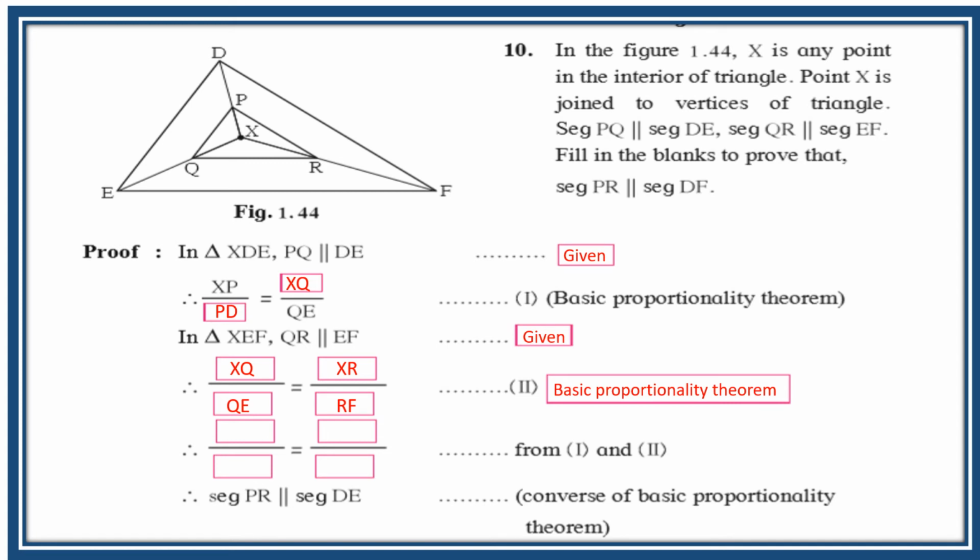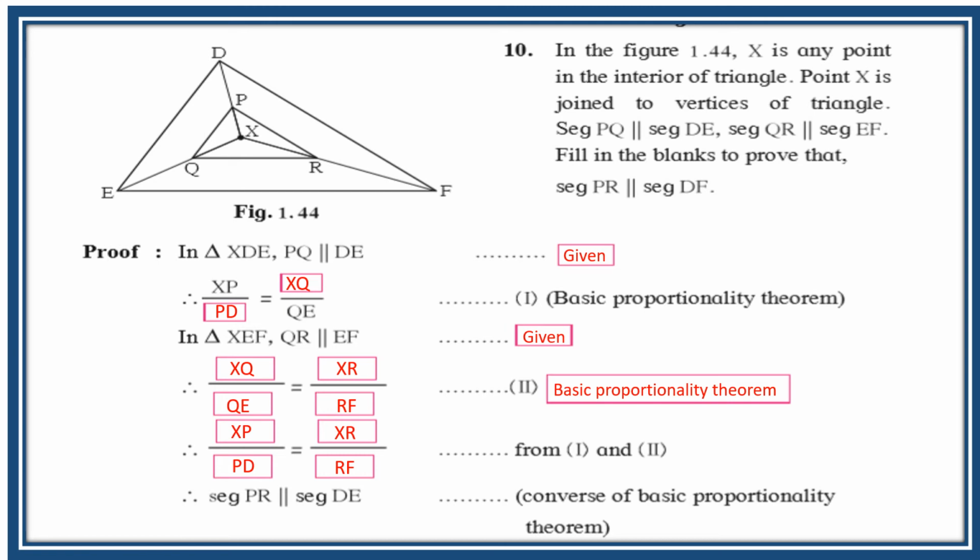So if we compare equation number 1 and equation number 2, we'll get XP upon PD, the left hand side of the first equation, is equal to XR upon RF. Yes, we are using the transitivity property. Ratio 1 equals ratio 2, 2 equals 3, therefore 1 is equal to 3. So from 1 and 2 we have got this.